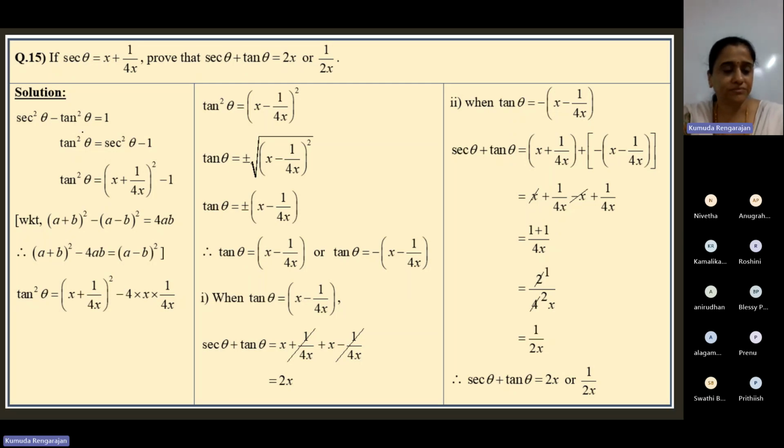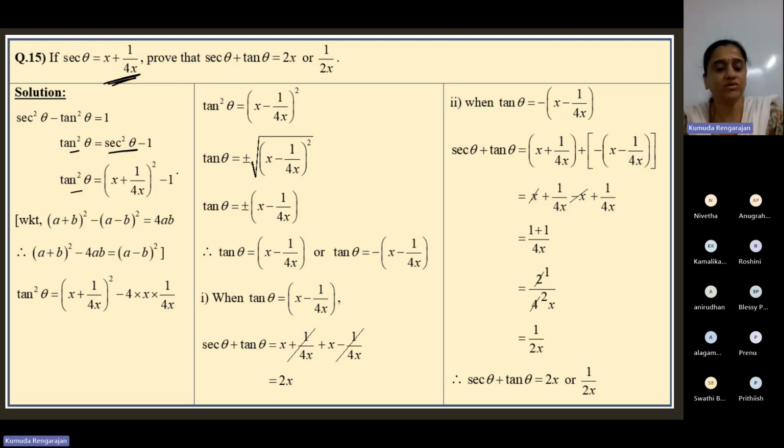See here, secant square theta minus tan square theta is 1. So tan square theta is secant square theta minus 1. So tan square theta is x plus 1 by 4x the whole square minus 1.